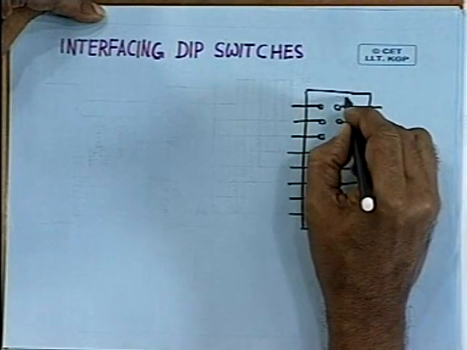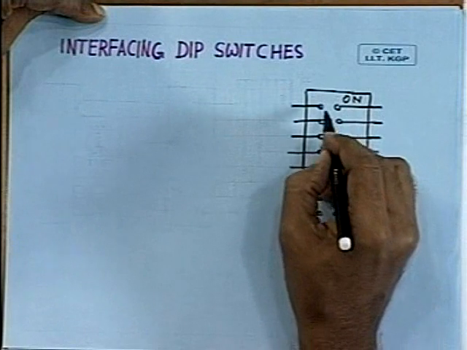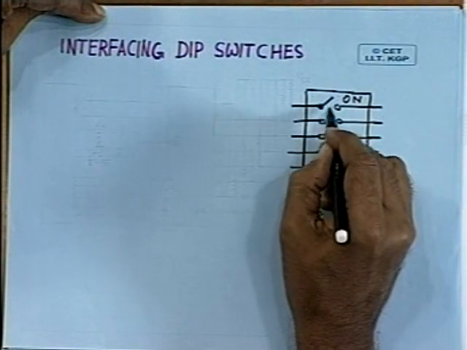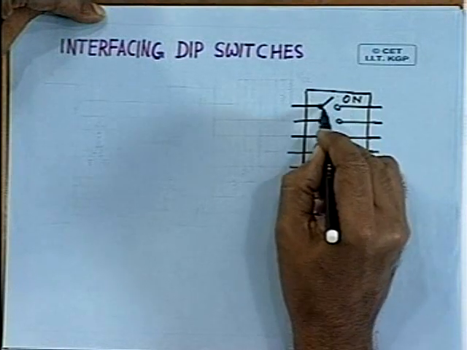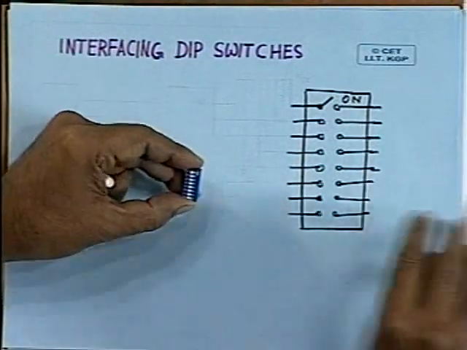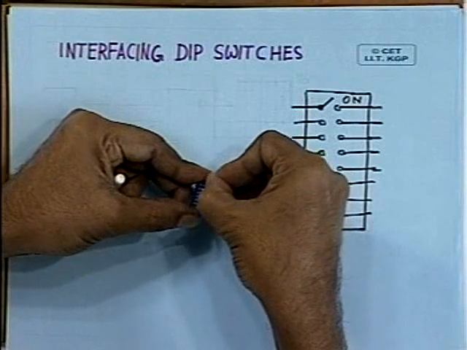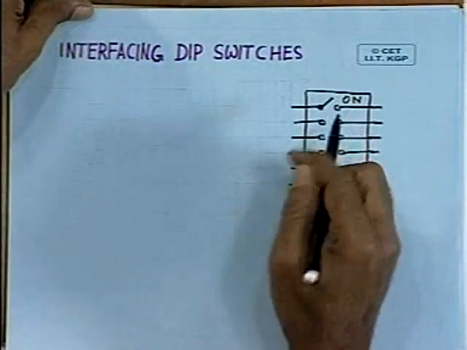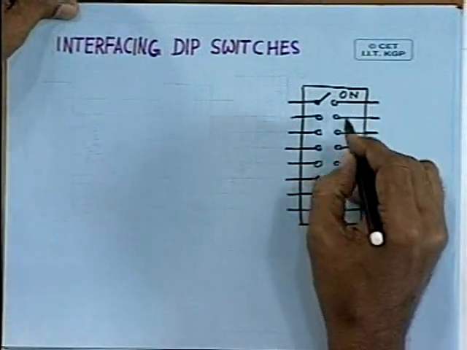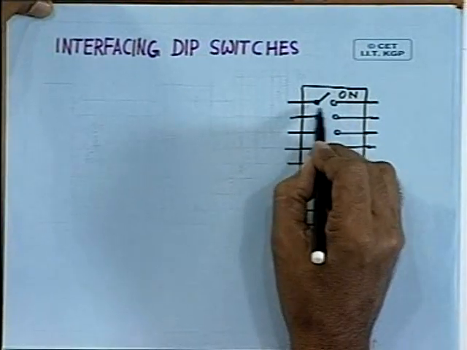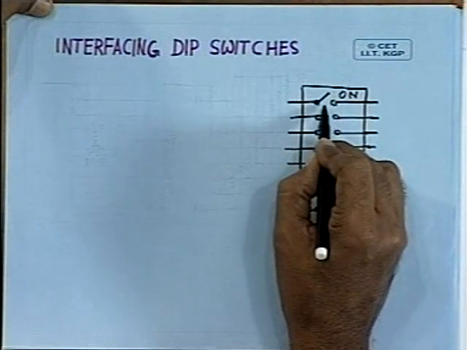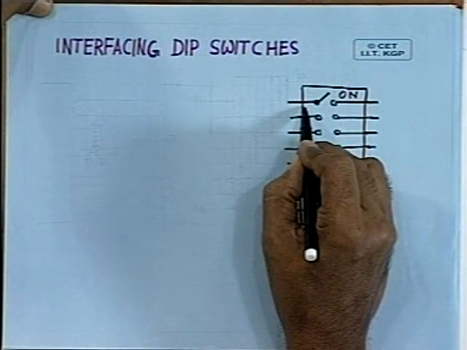Now, if you shift the switch to this side, then it is on, otherwise it is off. So you can shift it in this direction to make the particular switch on, or if you shift it in this direction, it will be off.